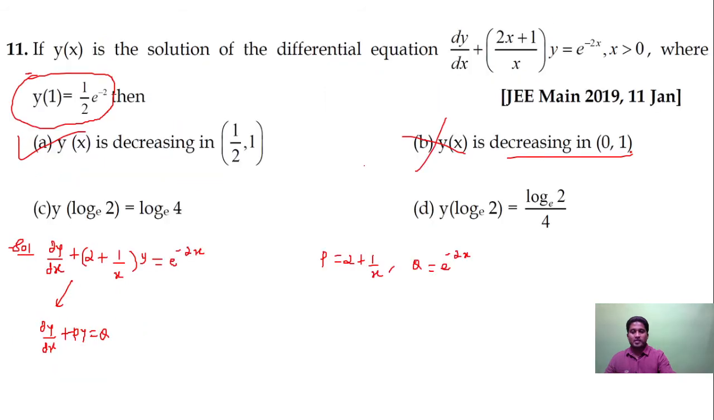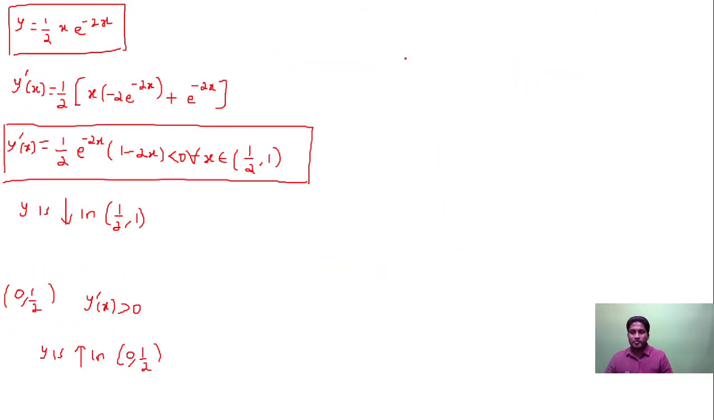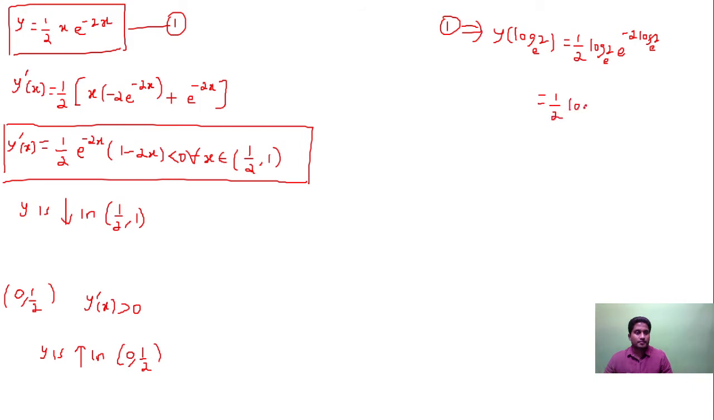Okay, C and D are about y of log 2. This is y of x. If I use equation 1 to find y of log 2, y of log 2 will be equal to 1 upon 2, in place of x you put log 2, and e to the power of minus 2 into log 2. So this is equal to 1 upon 2, this is log 2. e to the power of minus 2 log 2 is log 2 to the power of minus 2, this is to the base e. So this is 1 upon 2, this is log 2 to the base e. e to the power of minus 2 log 2 is 2 to the power of minus 2.